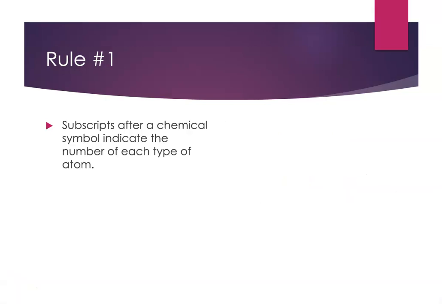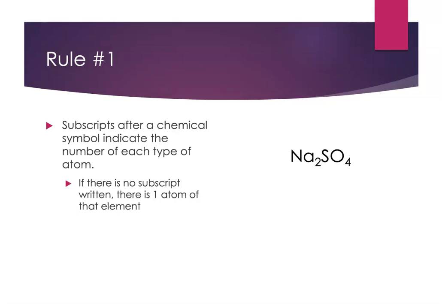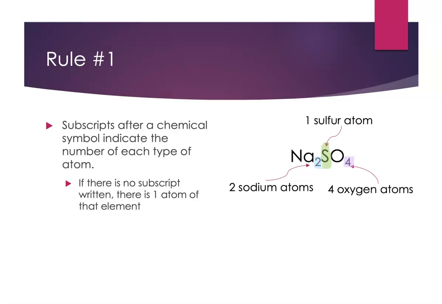One thing that I want to point out is that if the subscript is not written, it means that there's 1. So I don't have to write a subscript of 1. If it's not indicated, assume it's 1. So if I'm looking at the formula for sodium sulfate, which is given here, there are 2 sodium atoms. We know that because it's got a subscript of 2. And there are 4 oxygen atoms, because of the subscript 4. But the sulfur has no subscript written, which means it's 1. We don't want to forget that the sulfur atom is there and that there are a total of 7 atoms in one formula unit of sodium sulfate.